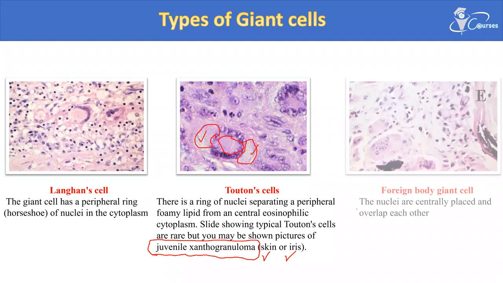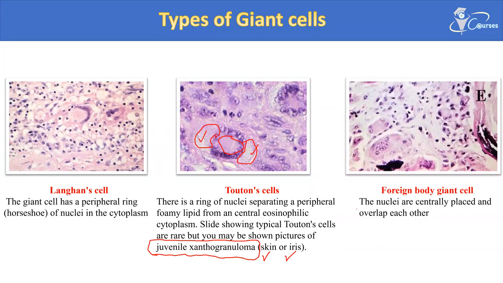The third type is called the foreign body giant cells. In the foreign body giant cells, the nuclei are centrally placed and overlap each other. You see here, the nuclei are present in the center, not in the periphery like in Langerhans cells and two-tone cells, and they overlap each other. They are haphazardly arranged.